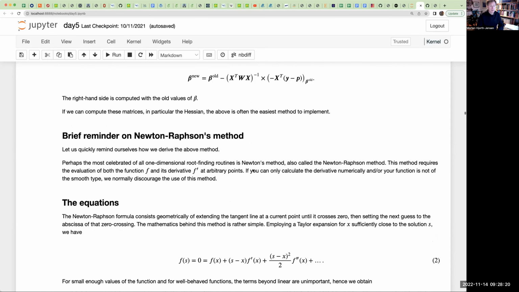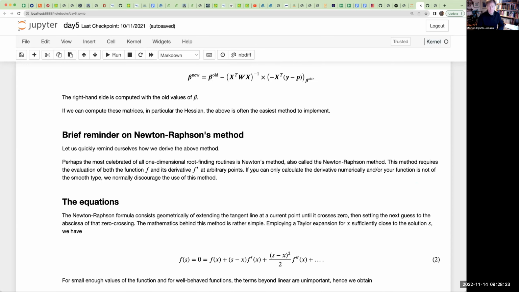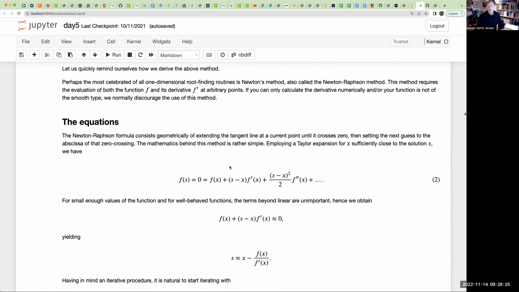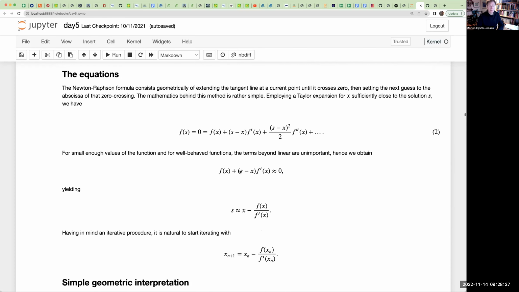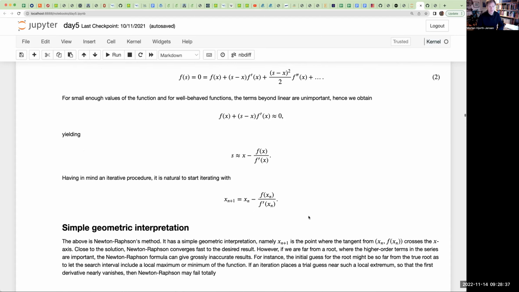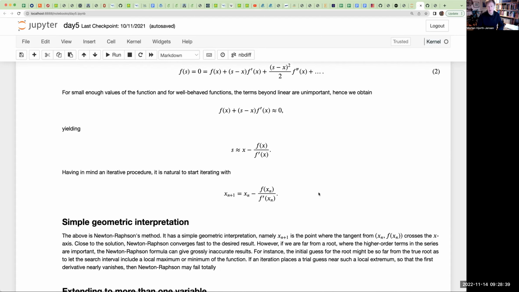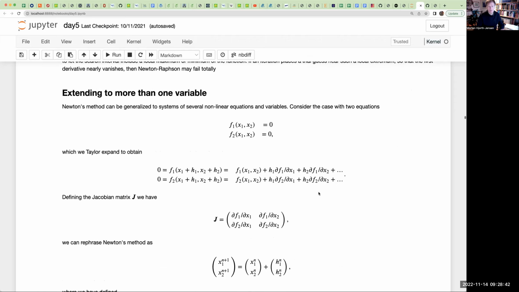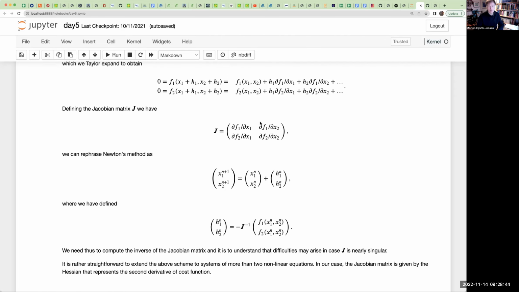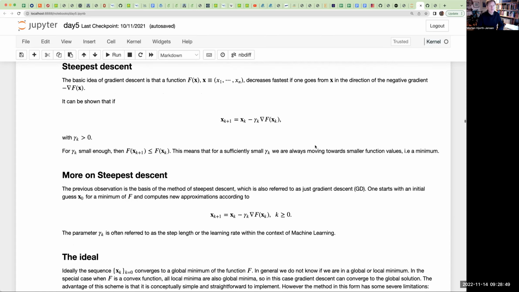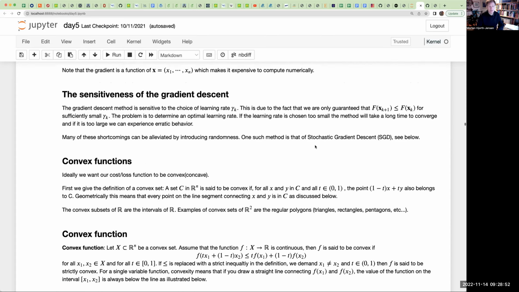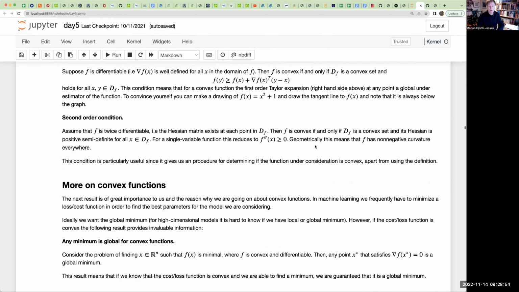There's a reminder on Newton-Raphson's method, which is essentially based on this Taylor expansion. In our case, we are searching for the roots of the gradient. So this function is actually gradient, which means that the function you see here is the second derivative or the Hessian matrix. And the iterative procedure is actually given by that. You will find an extension to more variables where we include the Jacobian matrix, which then defines our Hessian matrix. And then there are some discussions of the steepest descent method, properties of convex functions, and so on.